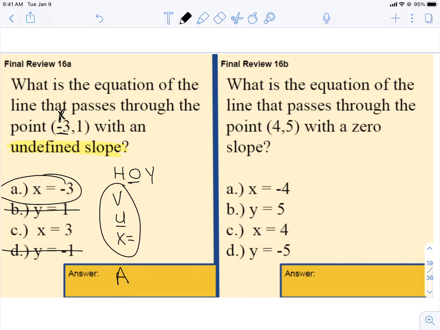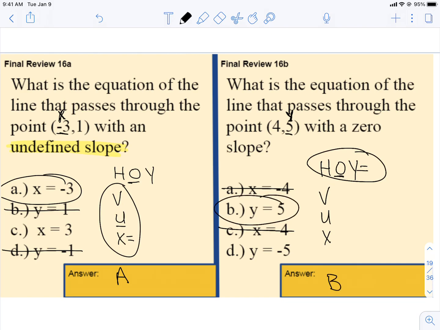Looking at 16b, what is the equation of the line that passes through the point 4, 5 with a 0 slope? Again, another Hoy-Vux problem. Horizontal line, 0 slope, y equals. That's the one we want. So again, it's a y equals equation, which means we can eliminate A and C. And again, we want it going through the point that it gives us, which tells us our y value is 5. So we want it to be answer choice B.